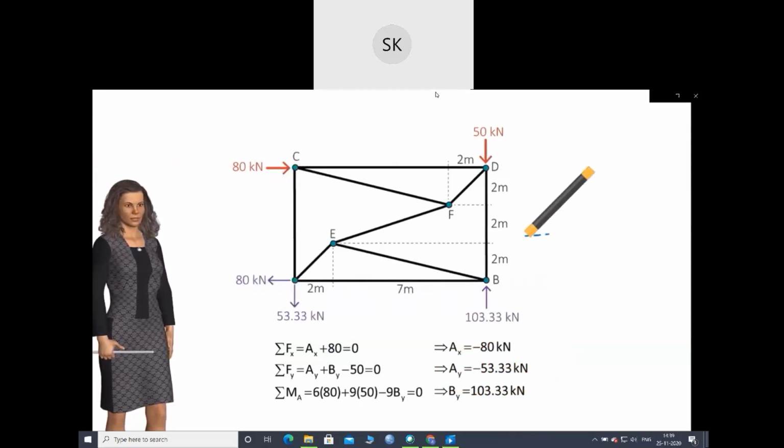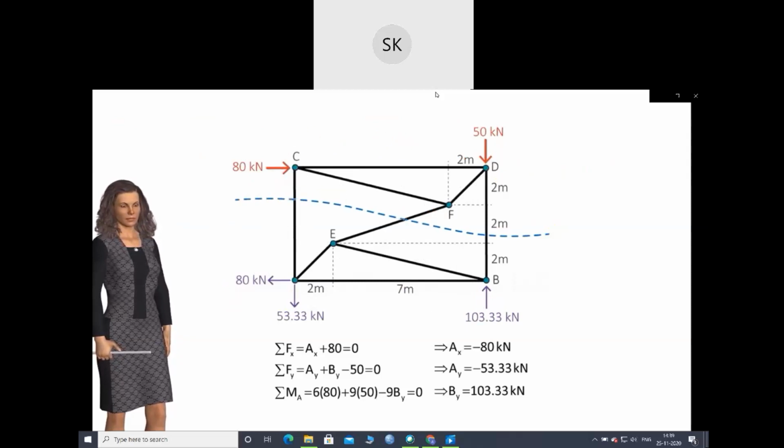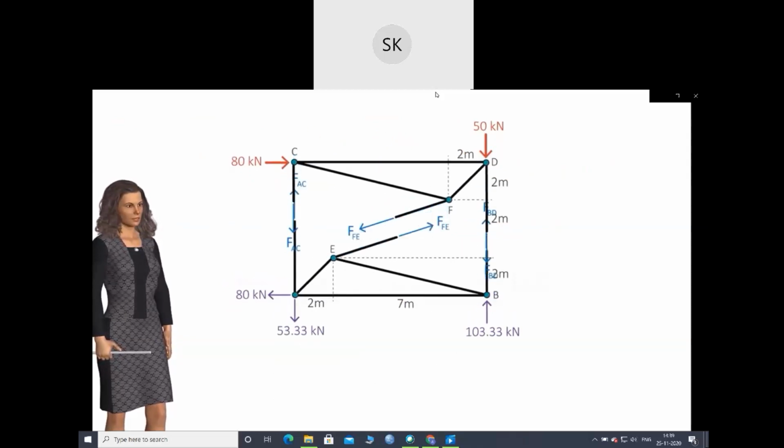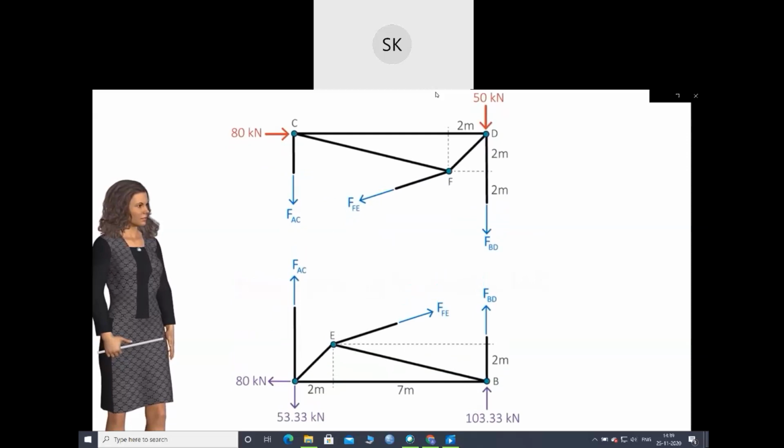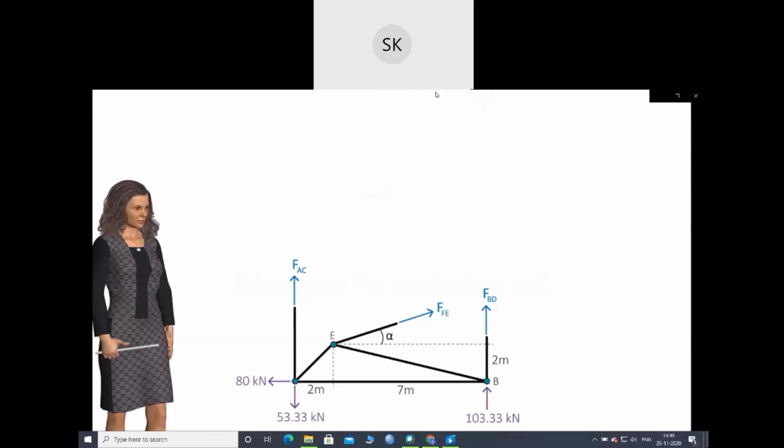Let's cut the truss horizontally like this. The cut divides the truss into two separate parts, exposing three member forces, one of which is our target force. We can use either of these two diagrams to calculate the target force. Let's take the lower free body diagram. Note that you can take any part, upper part or lower part. FEF makes an angle with the horizontal axis. We have labeled the angle alpha.